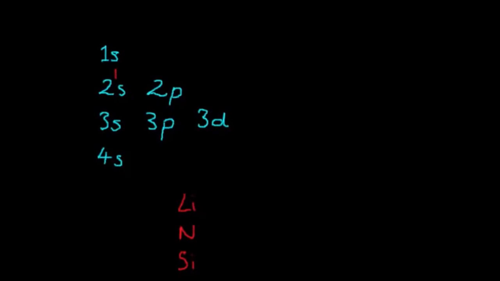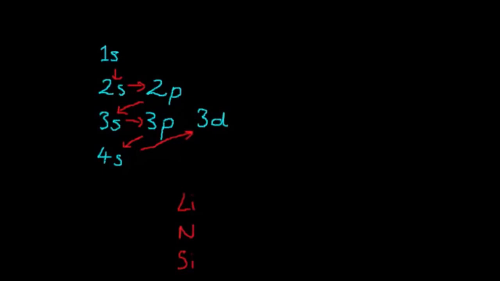So let's have a look at the order of how we fill up orbitals now. We go from the 1s, we fill up 2s, then 2p, 3s, 3p, but we don't jump to the 3d, we go straight down to the 4s there, and once that's full up, then we go to the 3d.